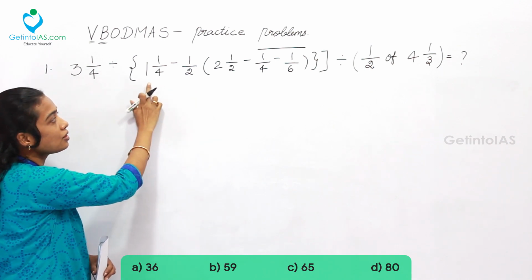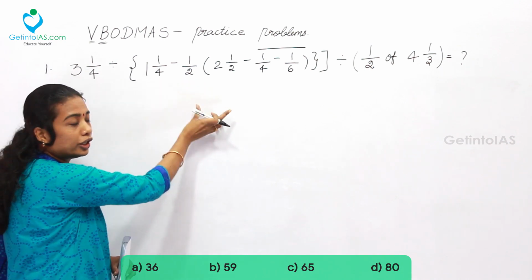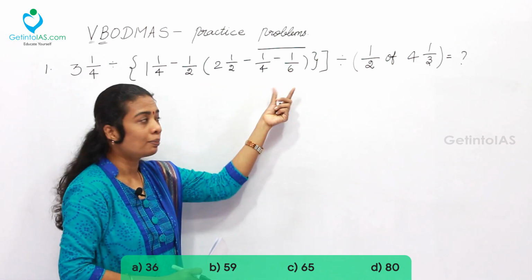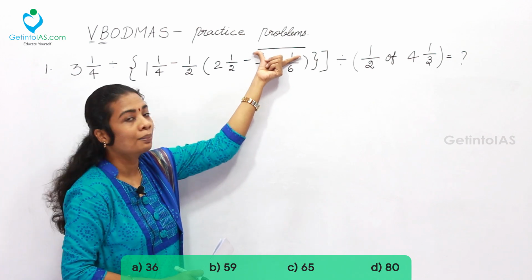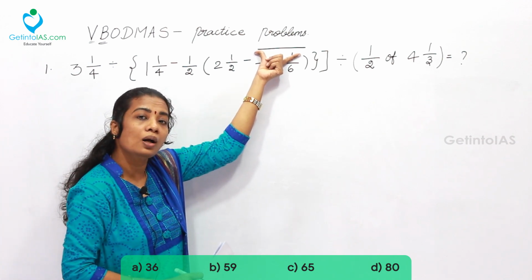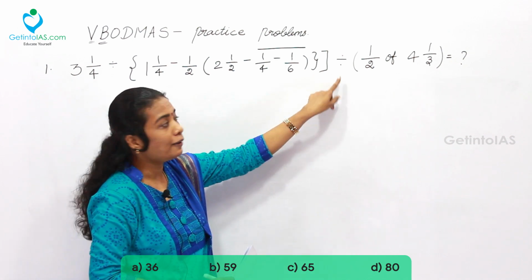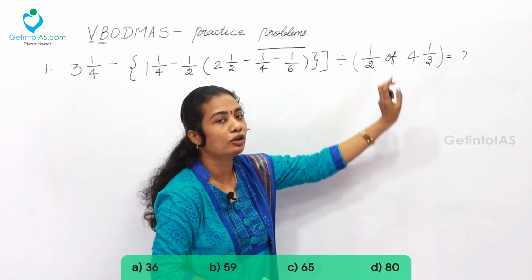the curly braces 1 1 by 4 minus 1 by 2 into the small bracket 2 1 by 2 minus 1 by 4 minus 1 by 6. Here these parts are coming under the vinculum bar brackets. After that, closing of all the brackets, divided by 1 by 2 of 4 1 by 3.